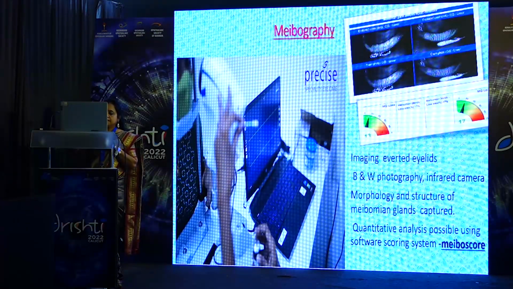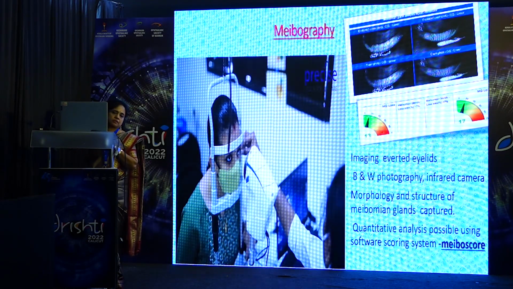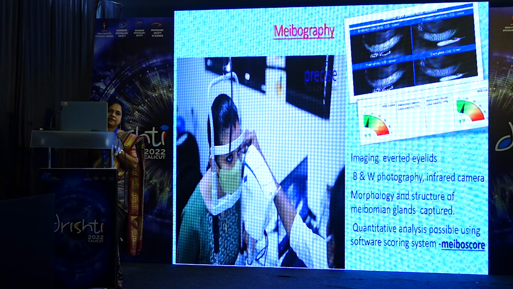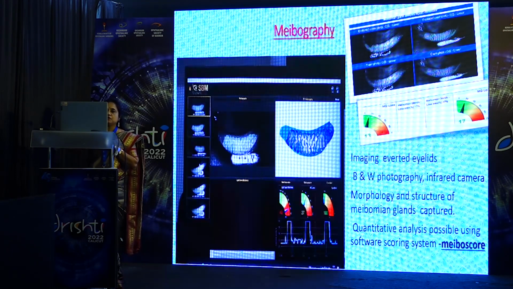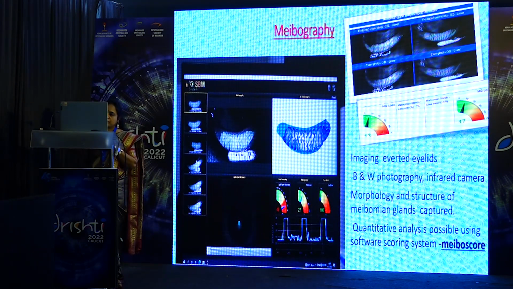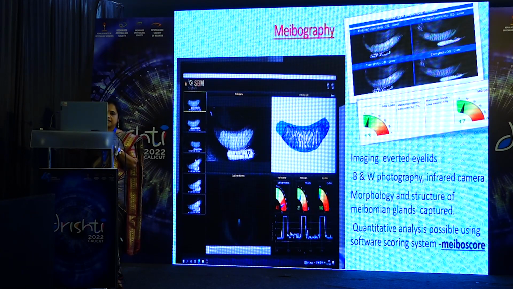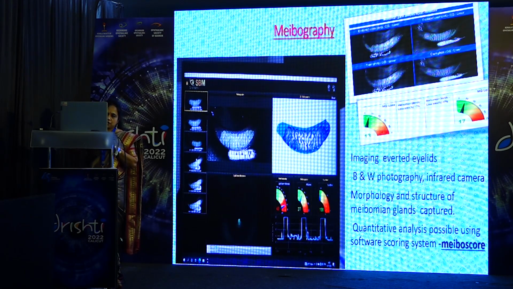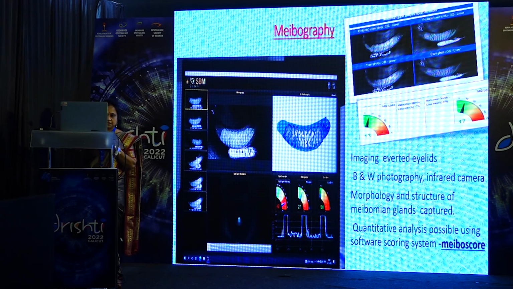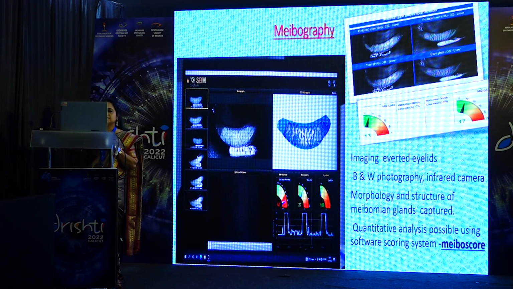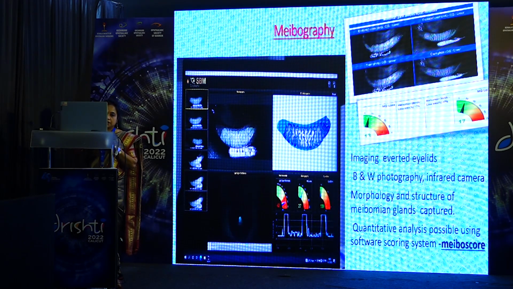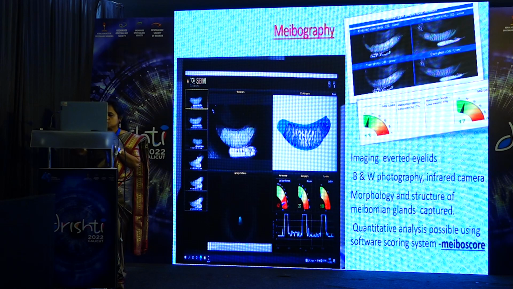Next, 80 to 86% of dry eyes is because of lipid layer deficiency. So a good meibography to identify the morphology and the structure of the meibomian glands is very important. This machine also does that if we can evert the eyelids, and a quantitative analysis is also obtained by this machine. It has its own software scoring system called a Meibo score.